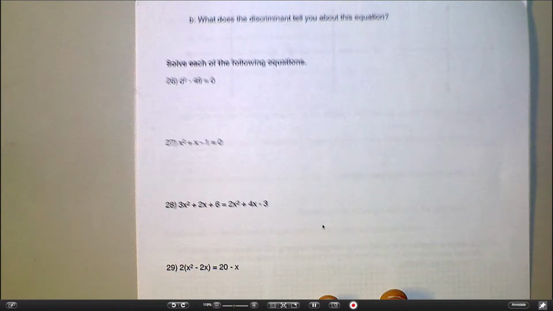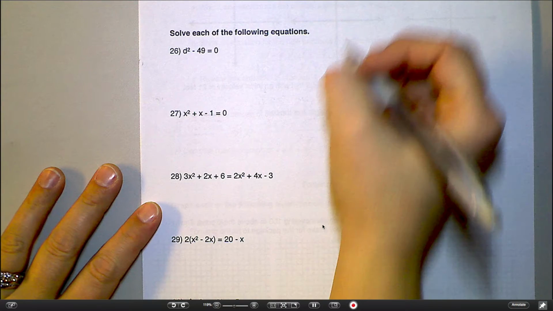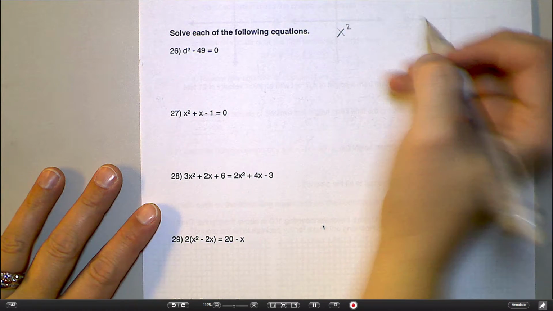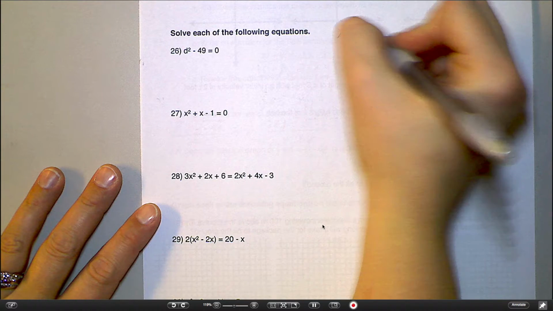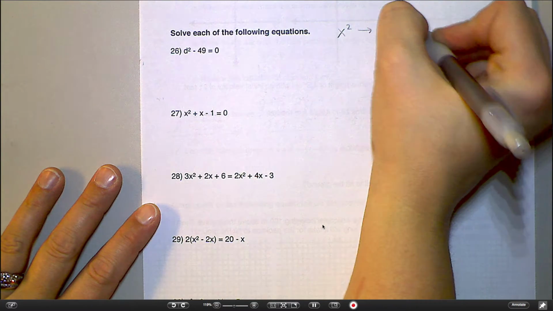Look at the very back where it says solve. And this we wrote down right at the very end yesterday, but in case you were tuning me out by then. If you have a problem with just an x squared or a d squared or whatever letter you're using, if it just has an x squared, you're going to be able to get rid of that by doing a square root. You're going to be able to solve with a square root.